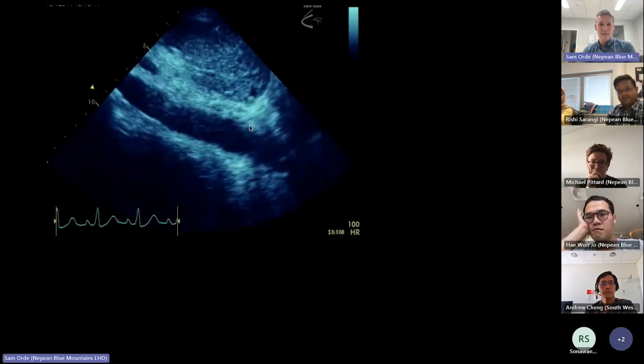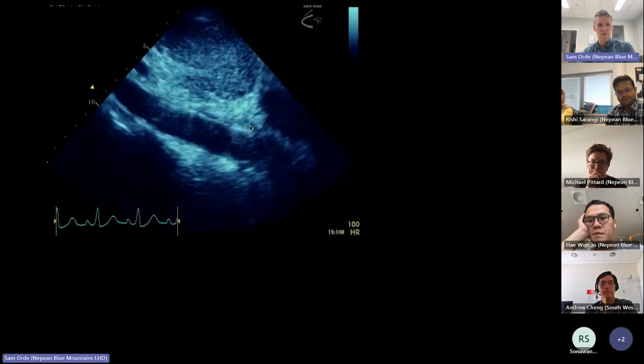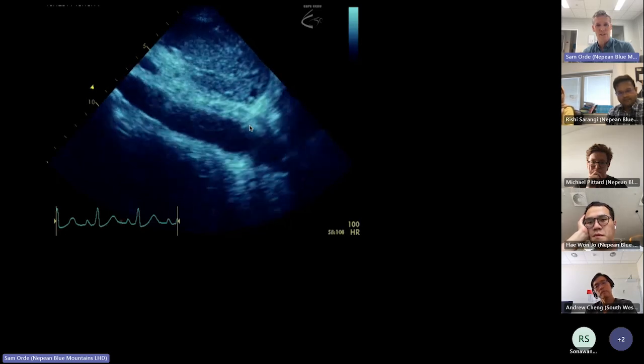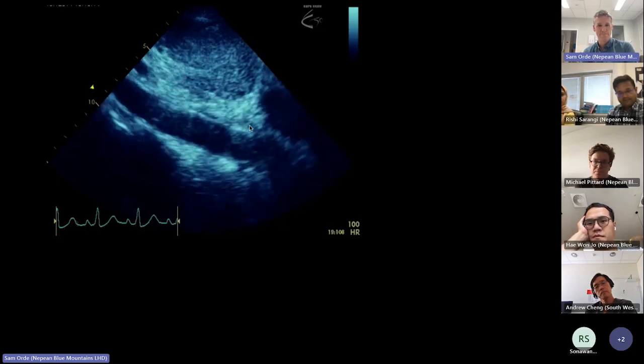The second thing is this one. What do you think about this? I've said that I think we've got a plethoric IVC as a sign of raised right atrial pressure. Can anyone tell me what we're imaging here?